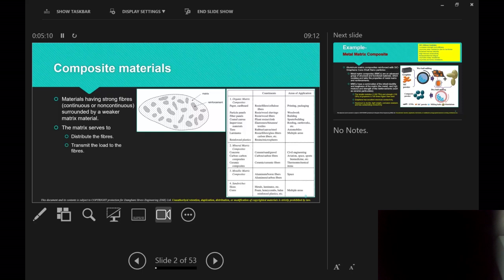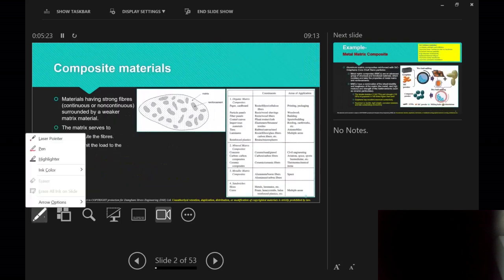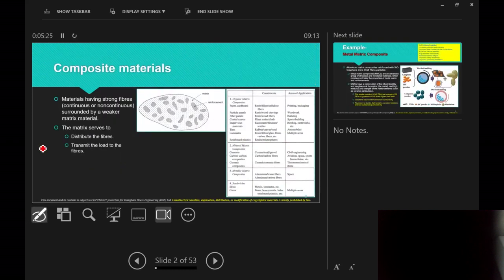So I think it's a sort of informative table. When it comes to the matrix, you could have... Hopefully this works. I haven't worked with it for a long time. Doesn't work. Pen.